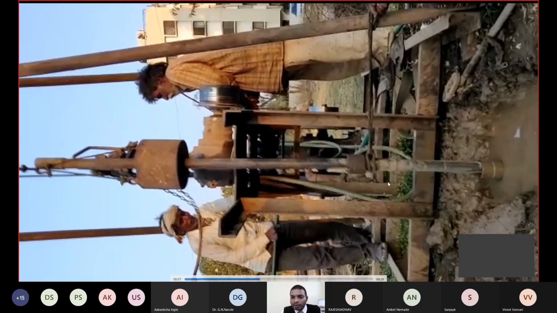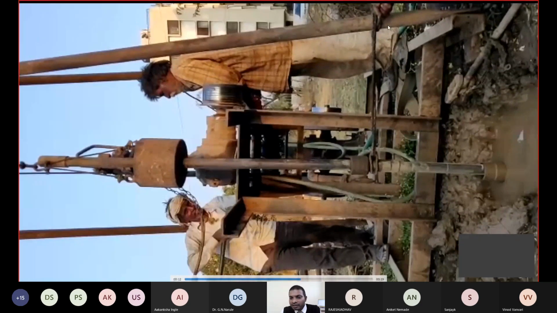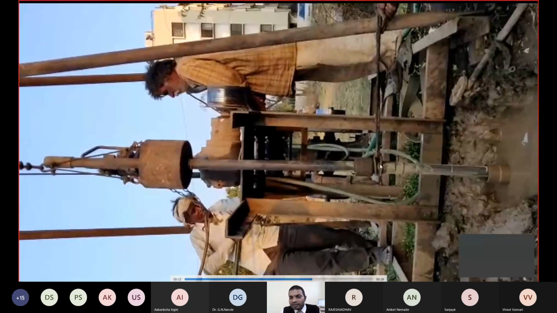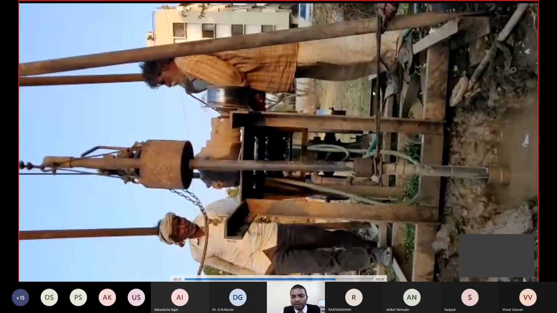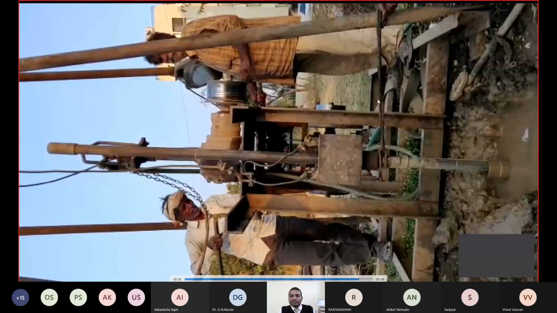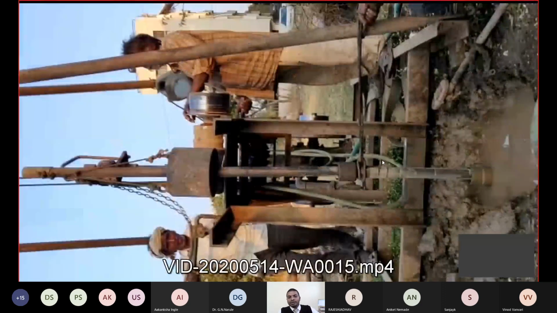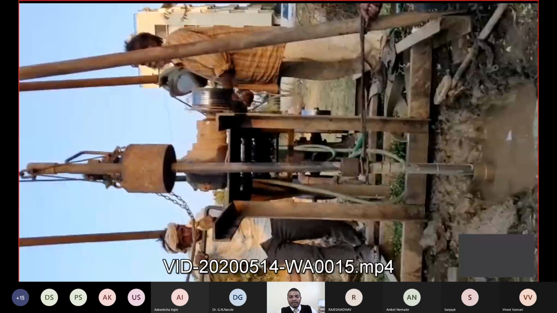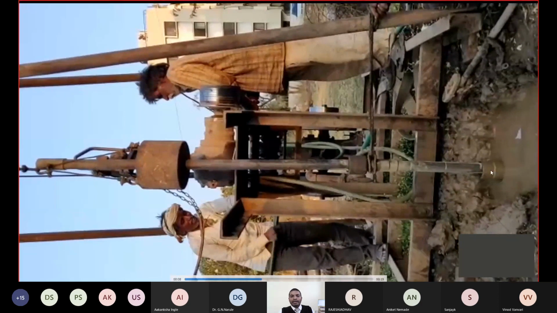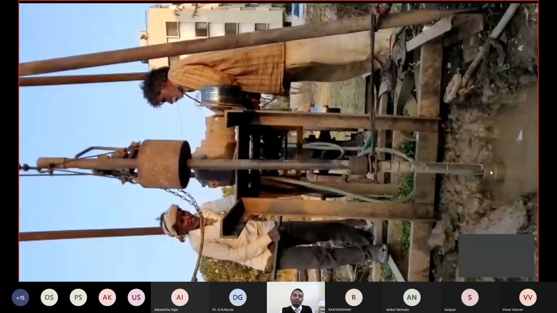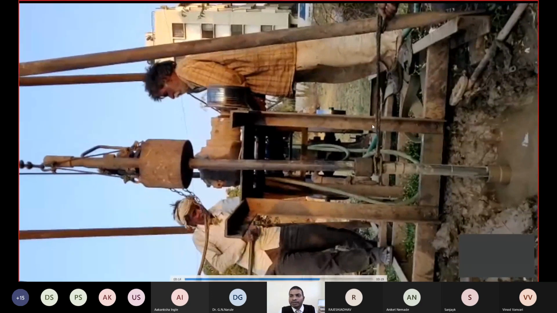The arrangement made to keep it vertical, you can see they have a wire over there. So in this fashion, they generally do the SPT, and your SPT sampler is driven into the soil so that it can collect the sample. And this test must be stopped if your N value, I mean blows, increases beyond 50.